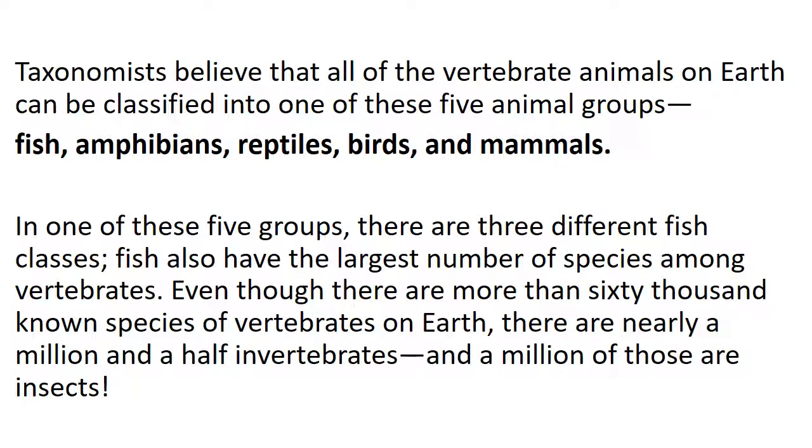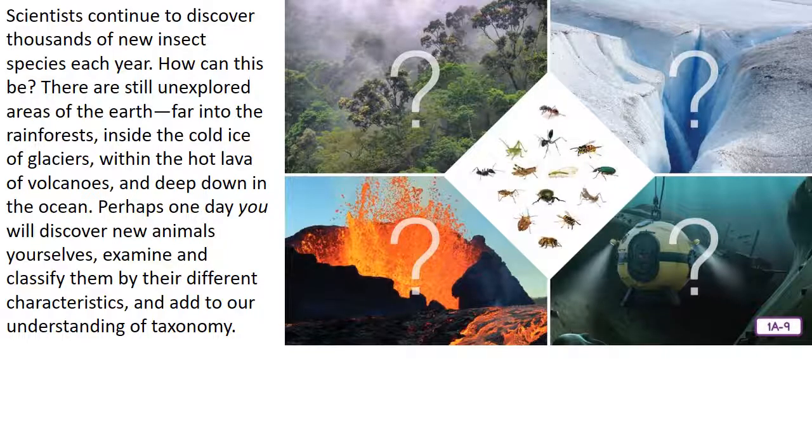Even though there are more than 60,000 known species of vertebrates on Earth, there are nearly 1.5 million invertebrates, and 1 million of those are insects. Whew! Scientists continue to discover thousands of new insect species each year.